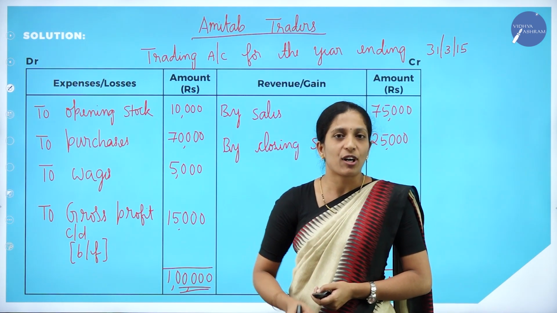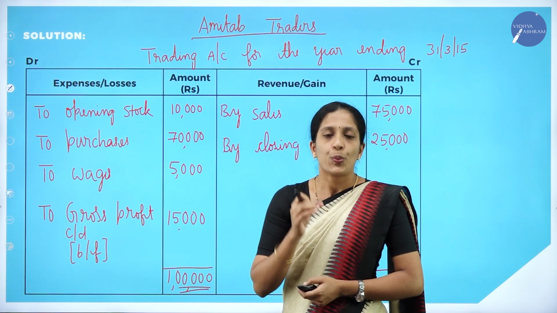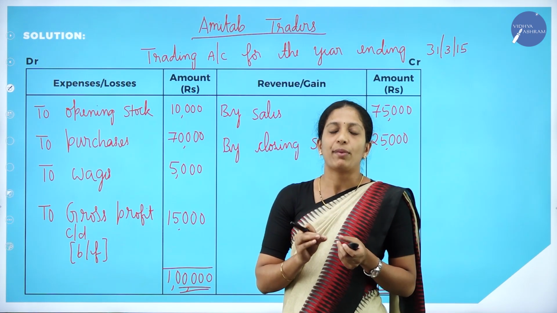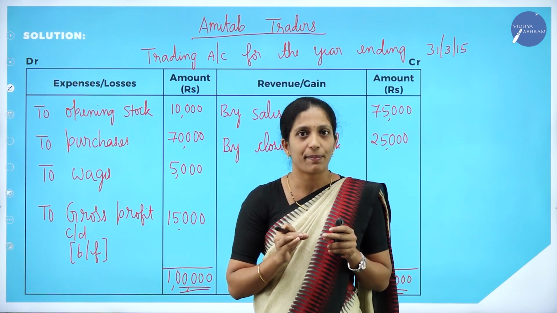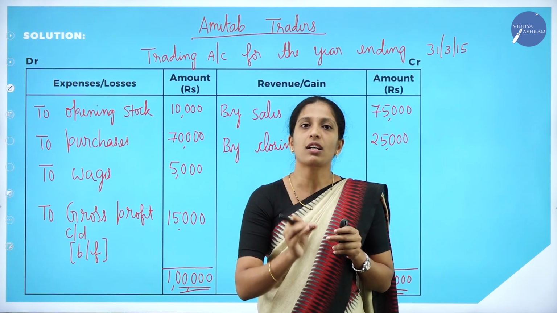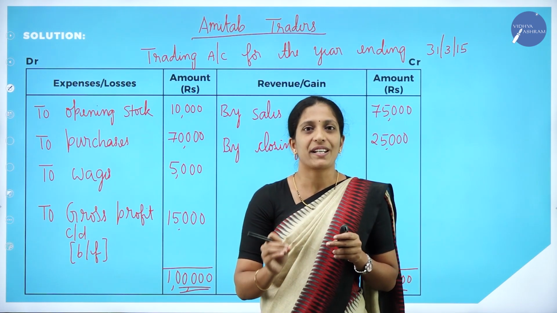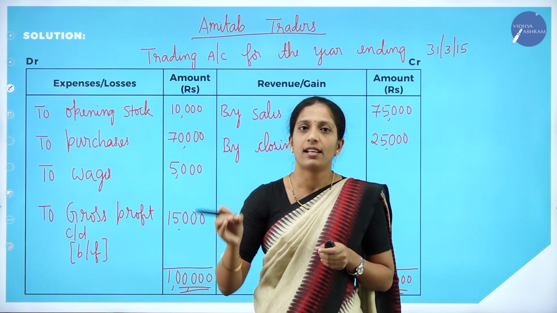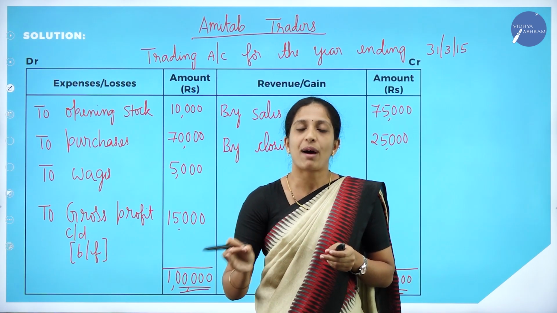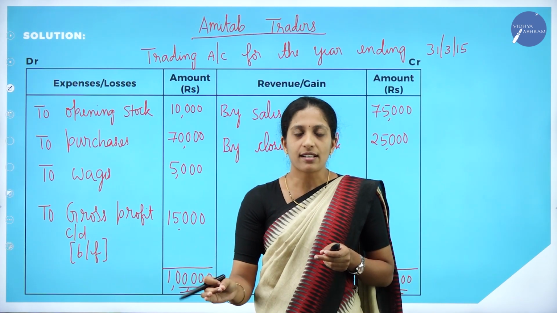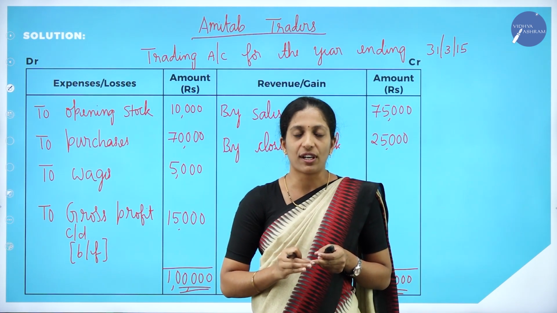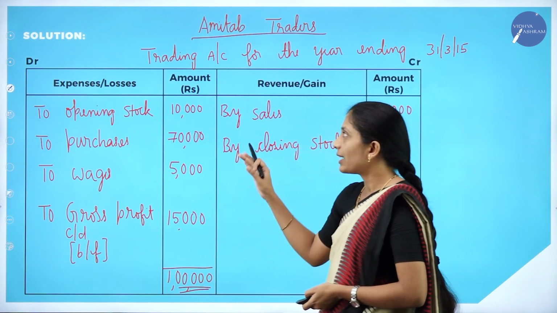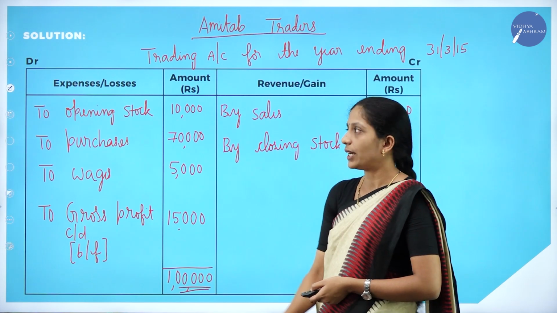So hope you are clear about the problems relating to trading account. Very easy as well as easy to score for 6 marks. Just remember the items to be recorded on the debit side. We start with to opening stock, to purchases less purchase return, to direct expenses. On the credit side, by sales less returns, by closing stock, then balance both sides. If the credit side is more than the debit side, it is gross profit. If the debit side is more than the credit side, then it is gross loss.